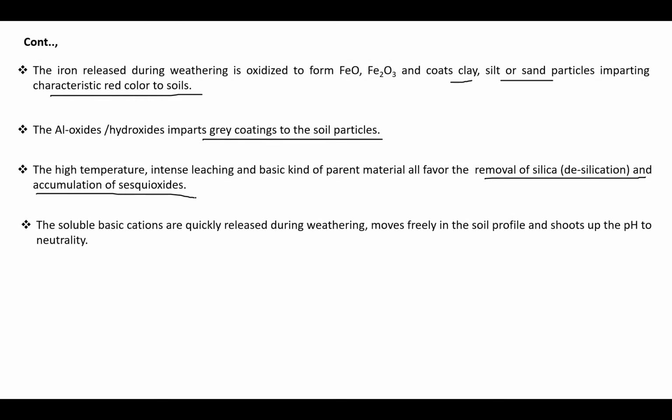The soluble basic cations are quickly released during the weathering, most freely in the soil profile, and shoot up the pH to neutral. So what happened due to all this intense weathering process in this case? All the soluble basic cations will be removed. And due to the presence of the soluble basic cations, your soil profile will be very close to neutral.